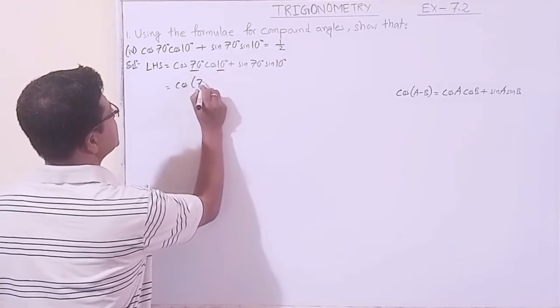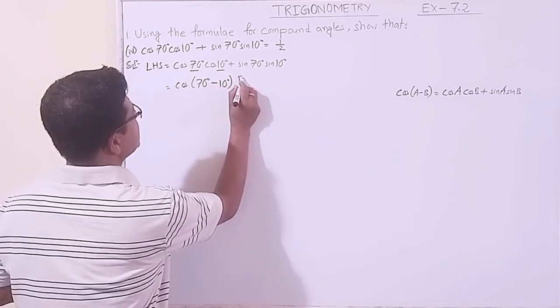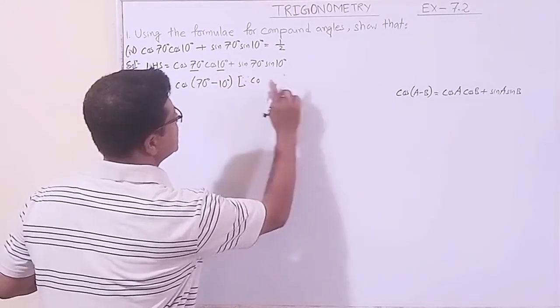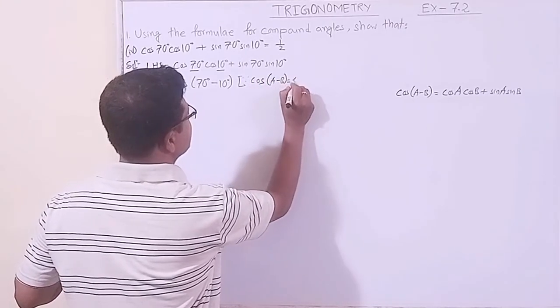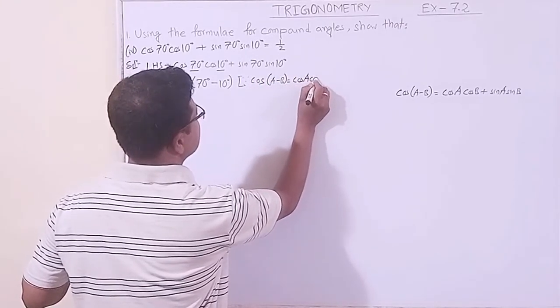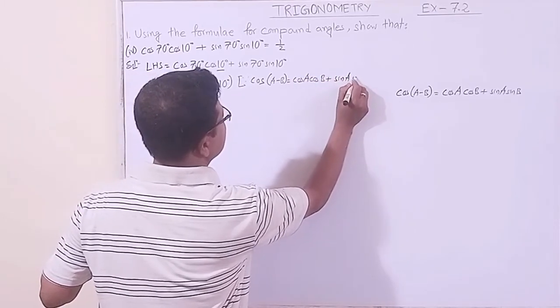This is a and this is b, cos a minus b. Okay, what is the reason? Let us write this reason only. Cos of a minus b is equal to cos a cos b plus sin a sin b.